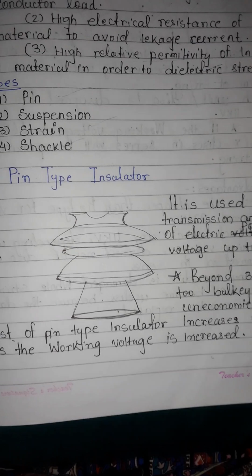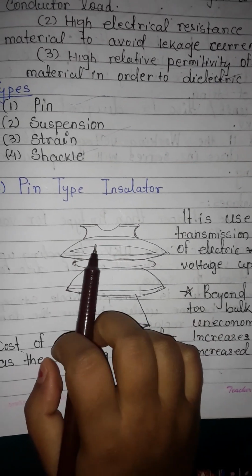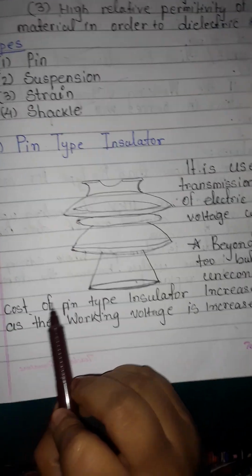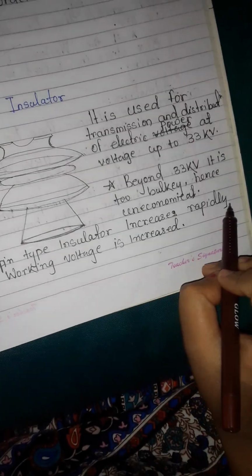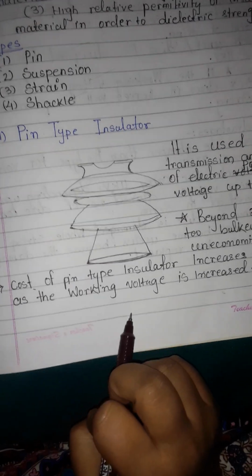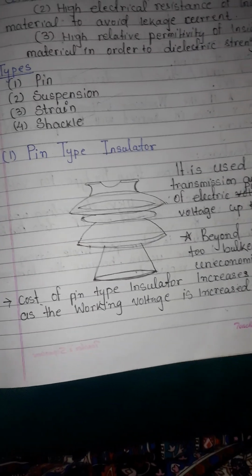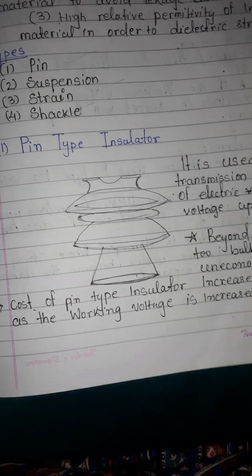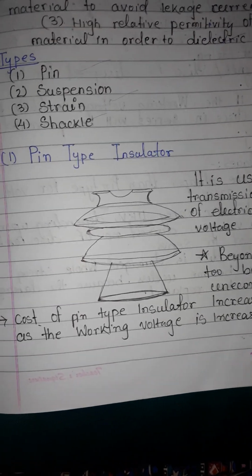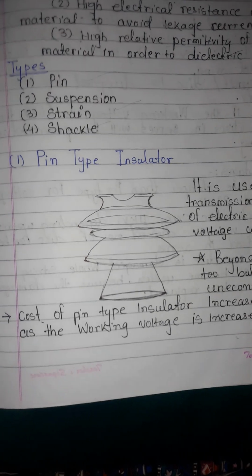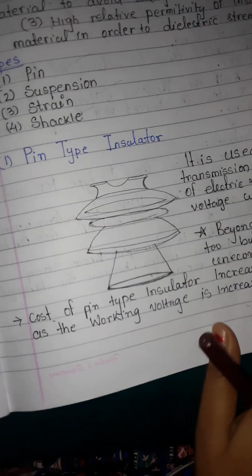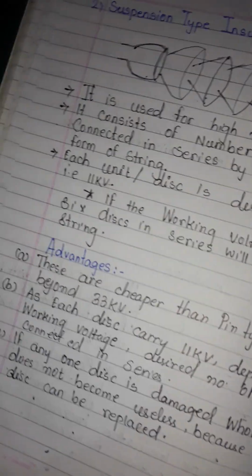If our voltage is increasing, this will be uneconomical, and the cost of a pin type insulator increases rapidly as the working voltage is increased. If the working voltage is getting increased, then the cost will be increased. Hence, we cannot use this pin type insulator.